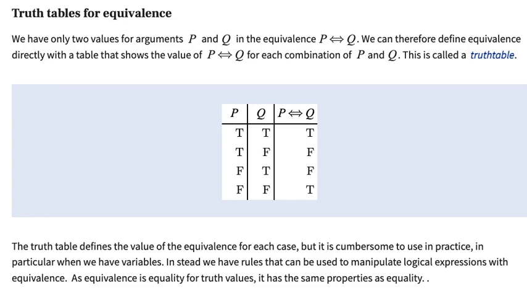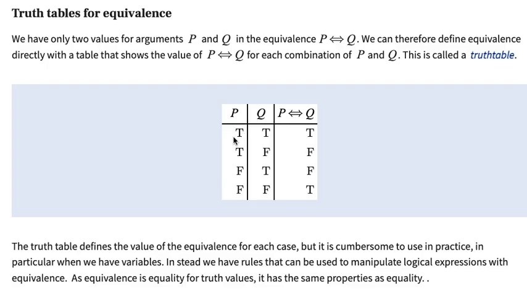Now have a closer look at equivalence. First of all, we can define equivalence between two logical expressions or two truth values p and q directly. Because there are only two truth values, true and false, we can define the value of p equivalent to q for each combination of p and q. This is called a truth table.